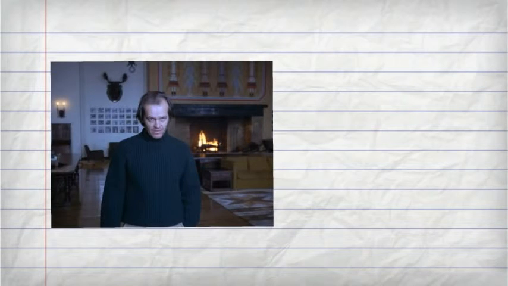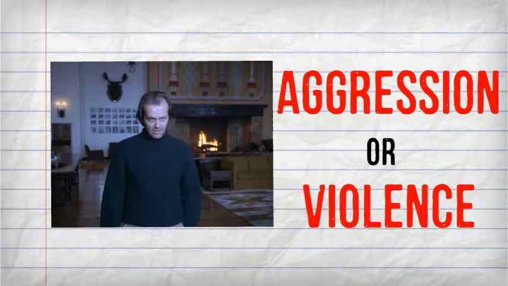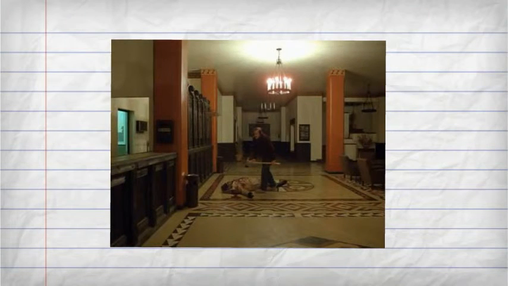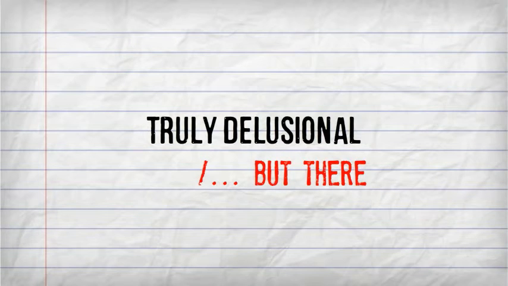In addition to that, the delusions can result in aggression or violence. This is evidently seen as he tries to kill his family using a mallet, as well as Dick Halloran, who tries to help Danny and Wendy. So Jack is clearly delusional, but there is more.